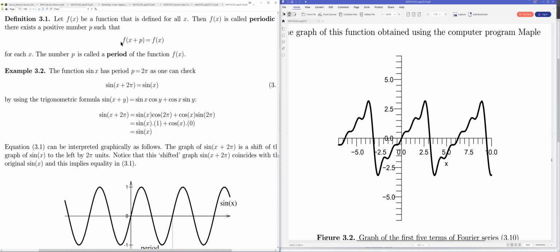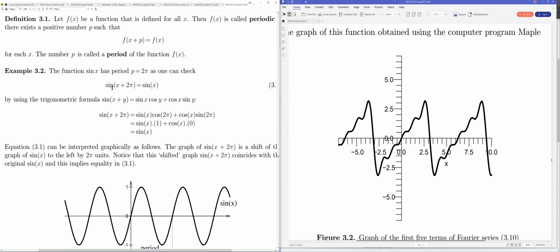So compare the definition of periodic that I'm going to use to this equation. The function is sine of x, and I'm seeing that sine of x plus 2 pi is equal to the original function sine of x. This is f of x plus p equal to the original function f of x, and here it's the same structure, where the function is sine and the small p is equal to 2 pi. So this is an example of satisfying the condition f of x plus p equal to f of x when p is equal to 2 pi.